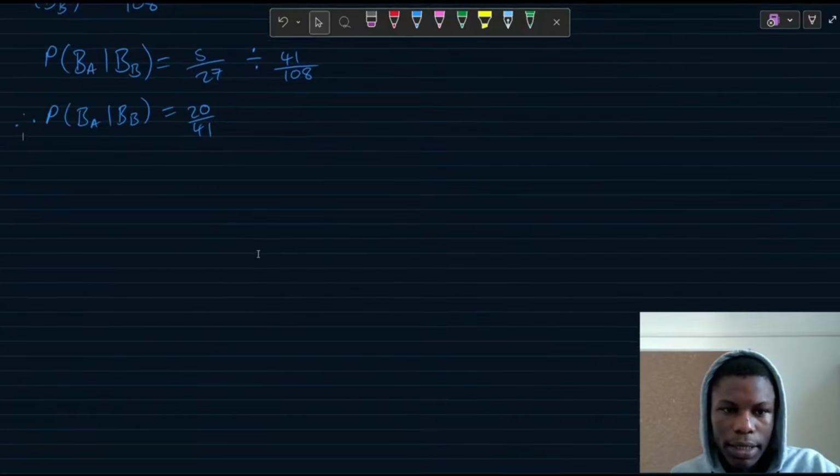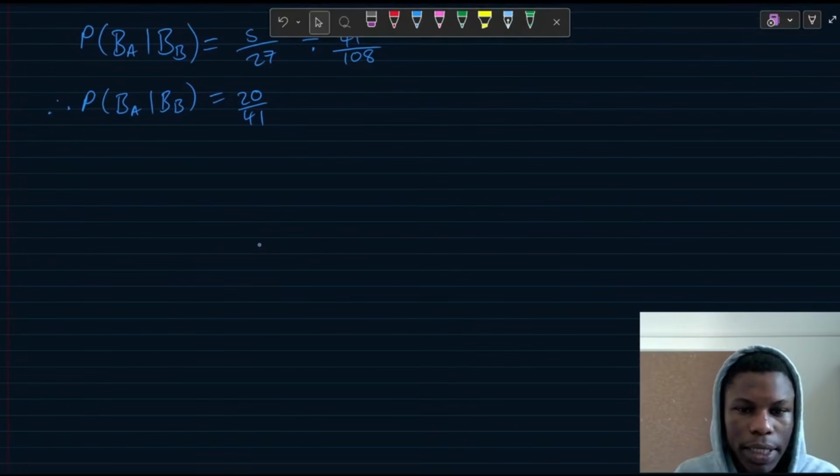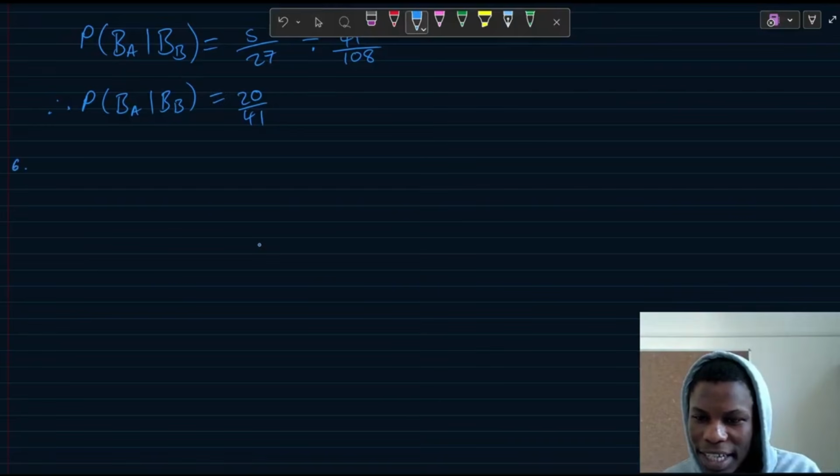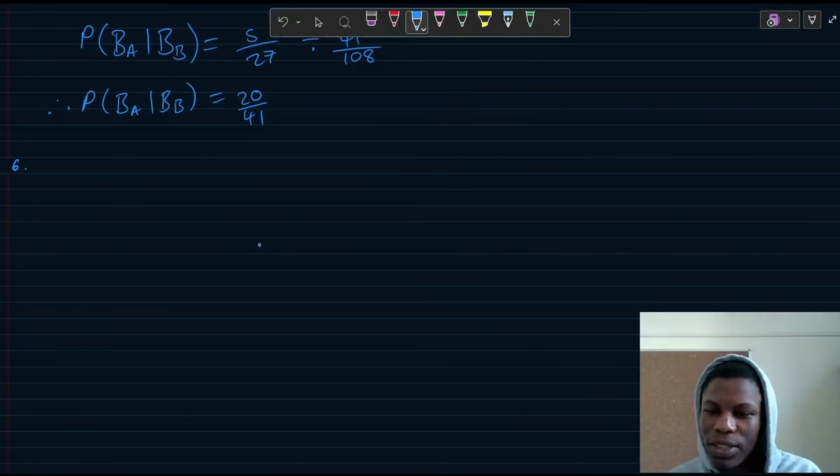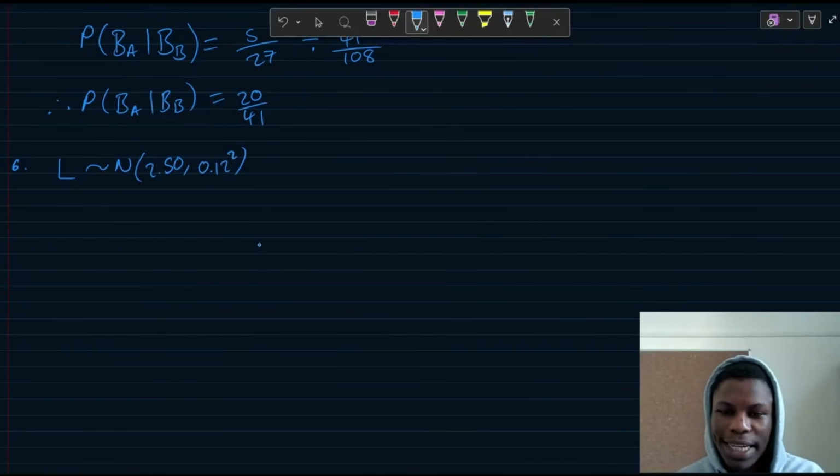Question number 6. A company sells bags of pasta. The masses of large bags of pasta are normally distributed with mean 2.50 kgs and standard deviation 0.12. Part A. Find the probability that the mass of pasta in a randomly chosen large bag is less than 2.65 kgs. Okay, so the masses of large bags of pasta follow a normal distribution with mean 2.50, standard deviation 0.12, so variance is 0.12 squared.